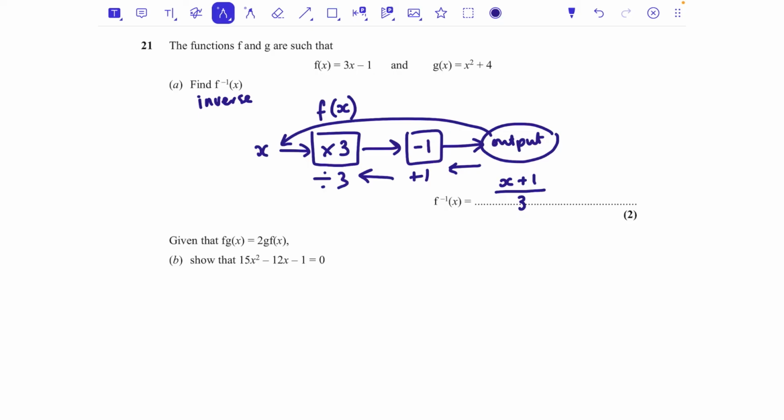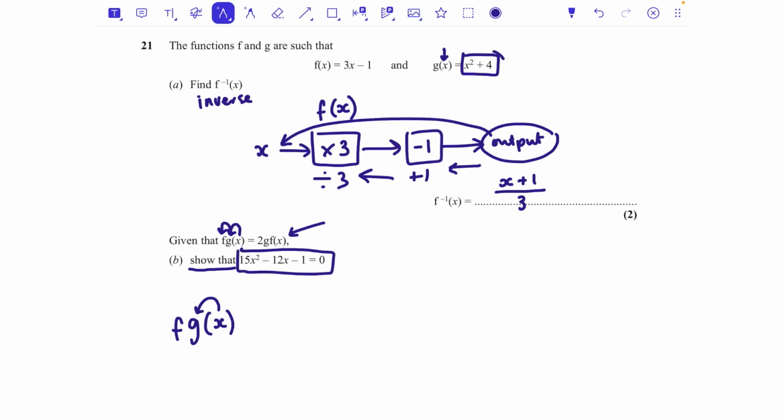Then it says, given that f of g of x equals 2g of f of x, show that 15x squared minus 12x minus 1 equals 0. So when they say show that, they're saying, can you please come up with this as well, using this information? f of g of x is a composite function. We're going to put x into g, and then we're going to take that answer and put that as the input into f. So I'm just looking at f of g of x first. Now if I put x into g, I get x squared add 4.